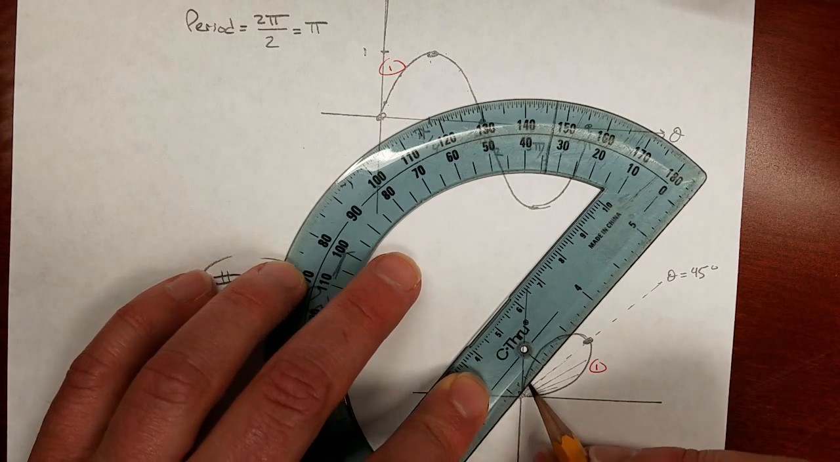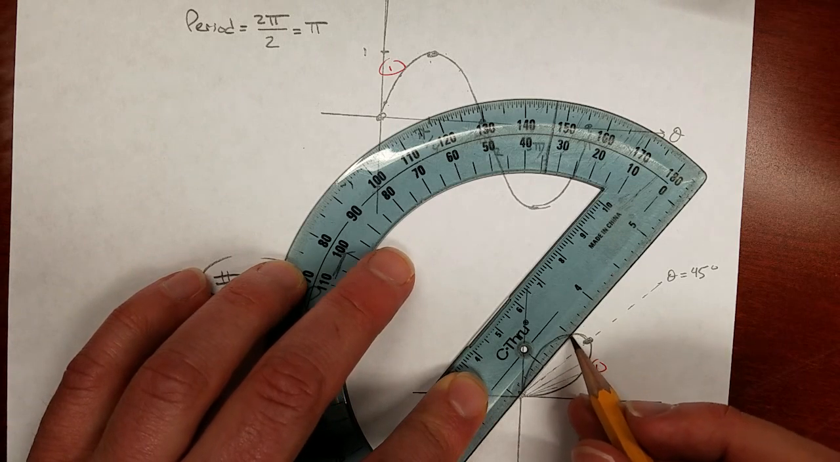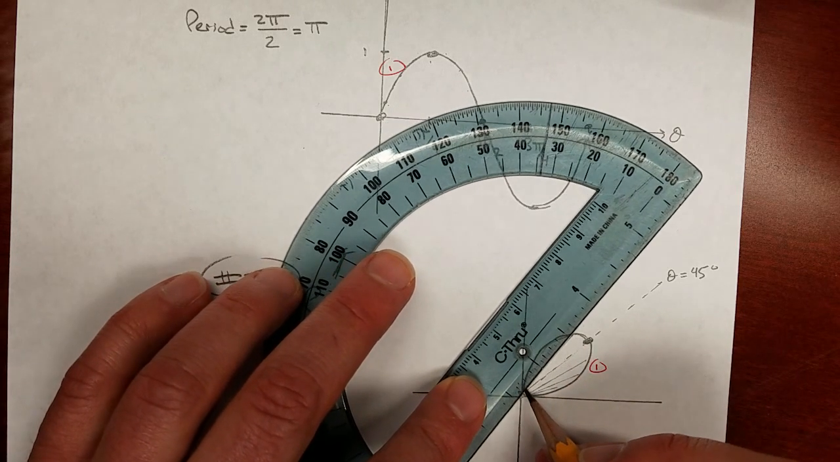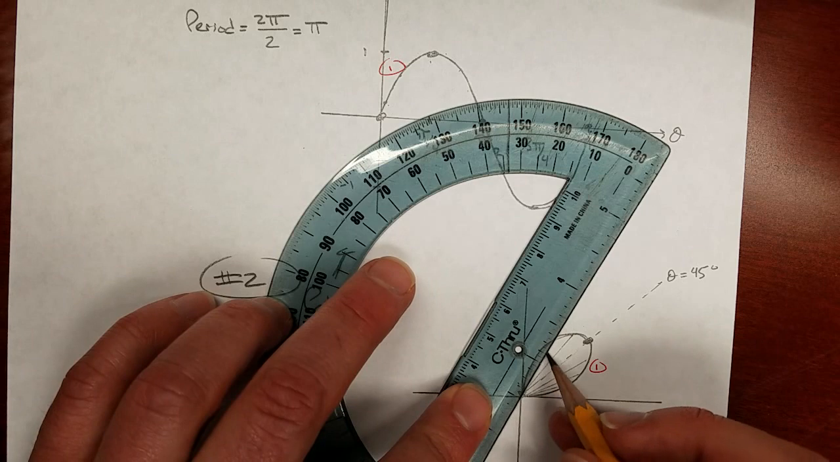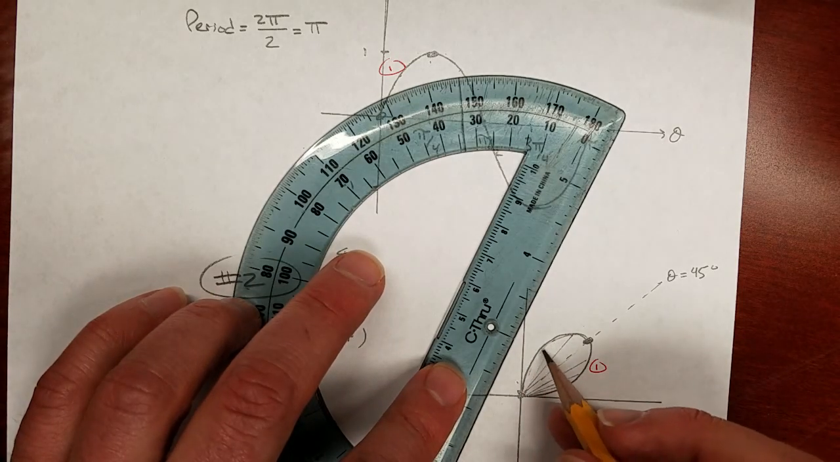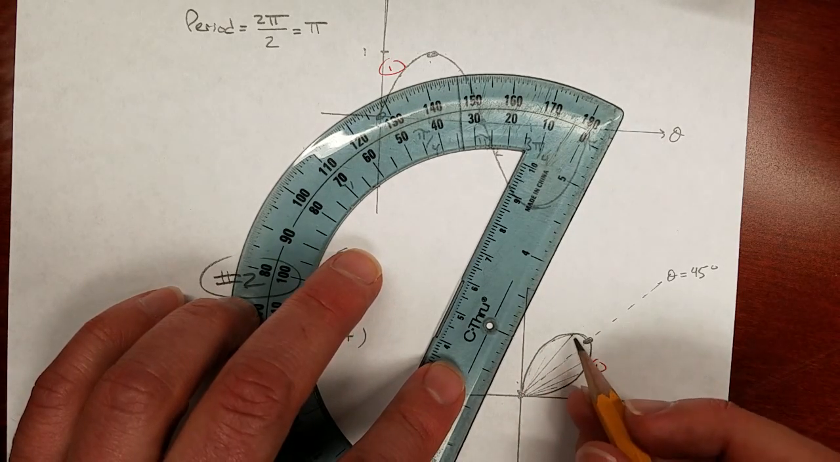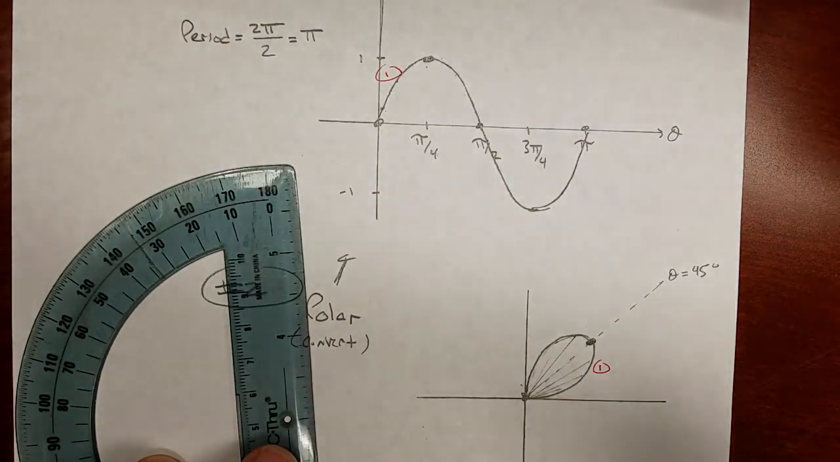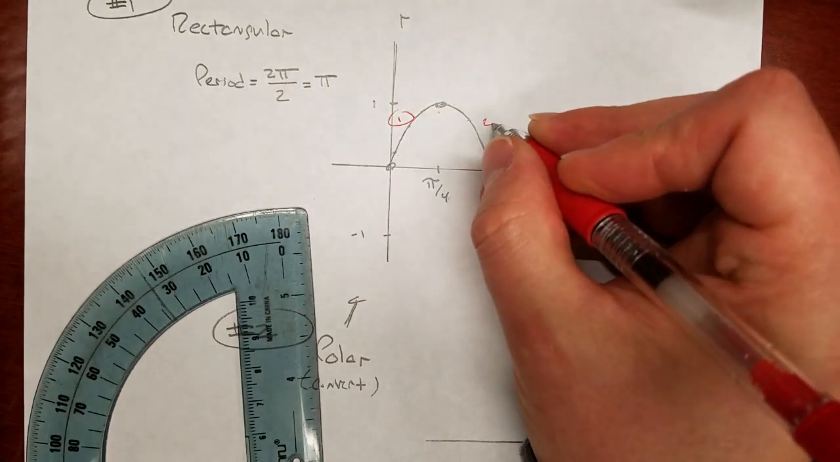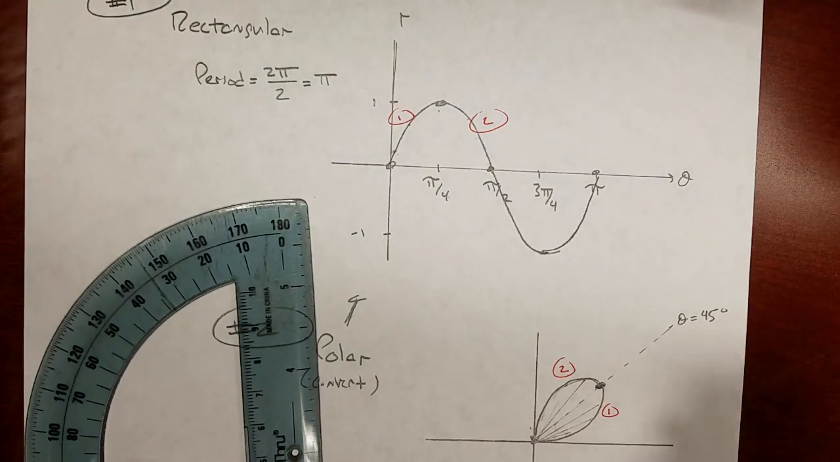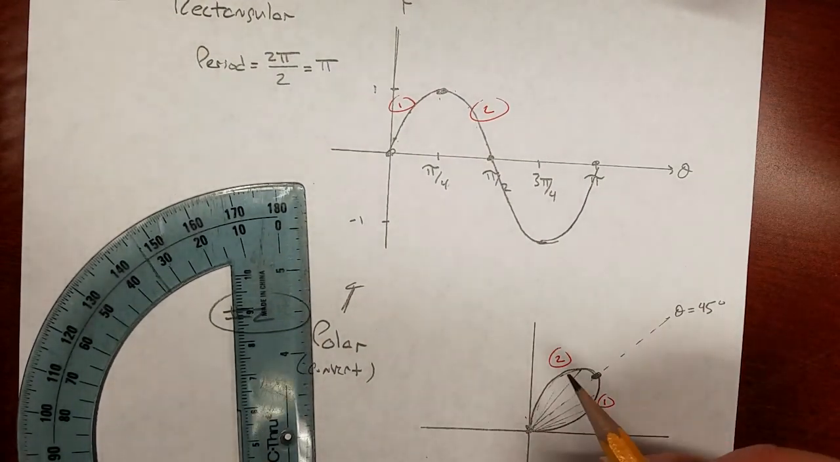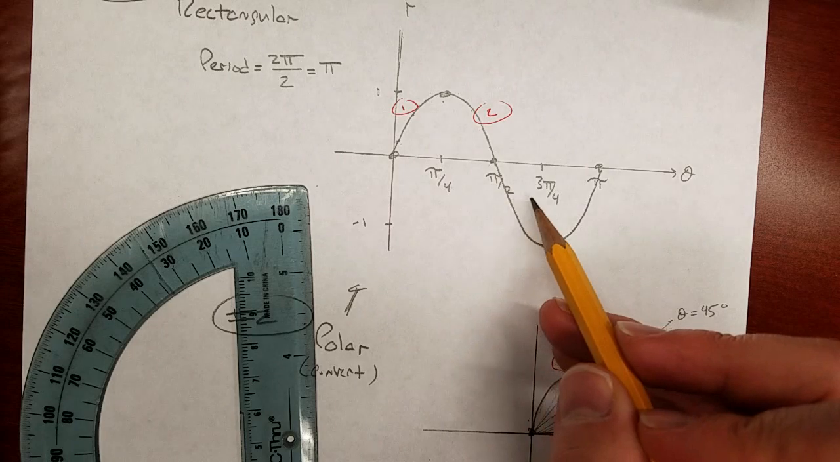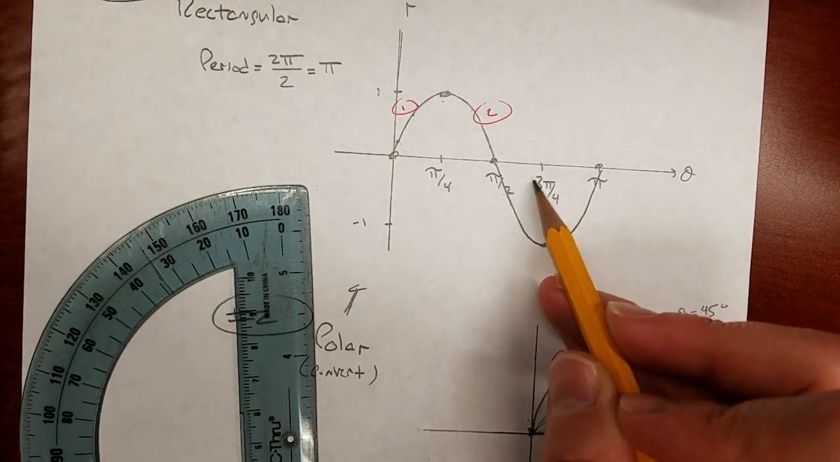Tilt a little towards 90. The radial distance is a little bit less. Tilt a little more. Okay, the radial distance is closing in. It's getting smaller and smaller as you tilt from 45 to 90 degrees. So this section, those points, converts to this. Keep going. All right. So as you, what's that, 90 to 135.